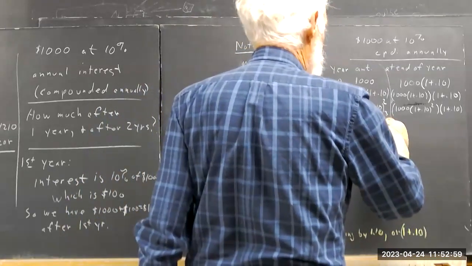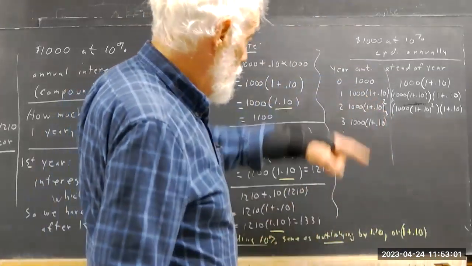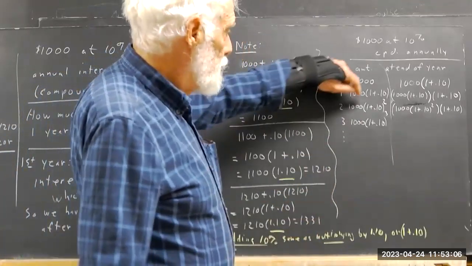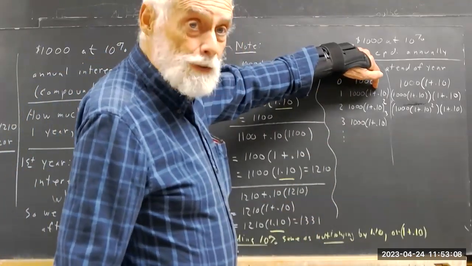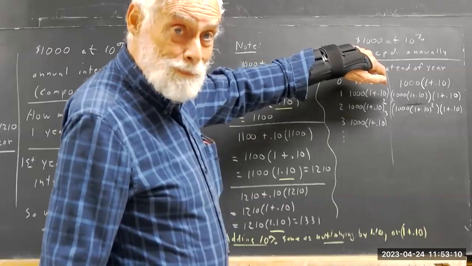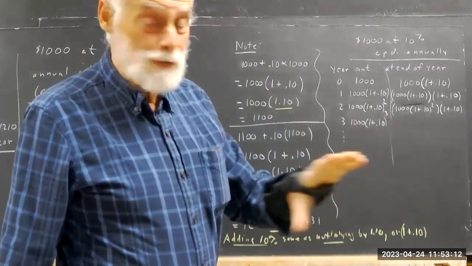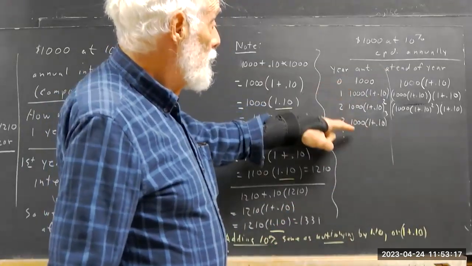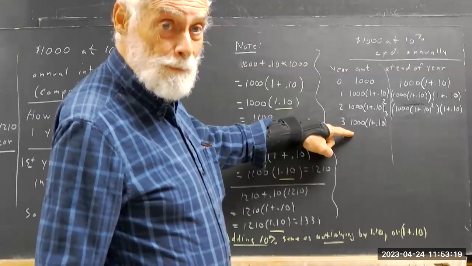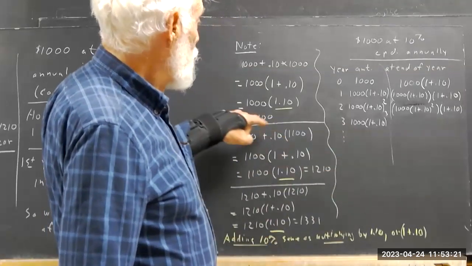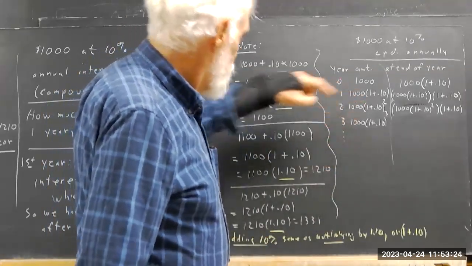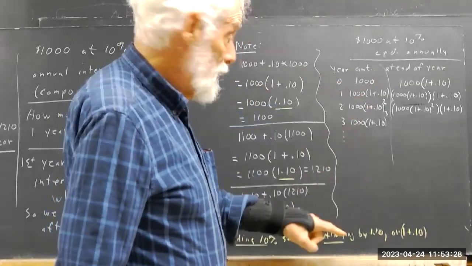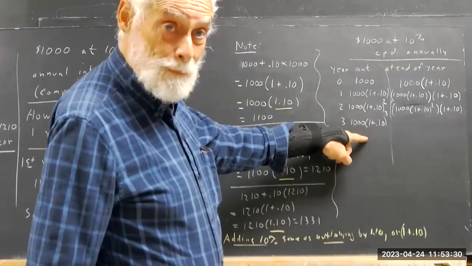Now, if you put these calculations into the calculator, you'd actually just multiply. You wouldn't have a plus, you just multiply by 1.10. I've got the plus there for reasons we're going to understand very shortly. But if you do these calculations on your calculator, you're going to end up with 1,100 here, same as we have here, 1,210 here, and 1,331 here.